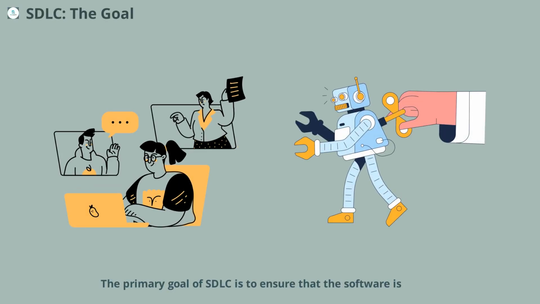The primary goal of SDLC is to ensure that the software is not only functional but also reliable and delivered within the expected timeline. By following a structured process, teams can avoid common pitfalls, reduce errors, and make sure the final product truly solves the user's problem. This approach brings clarity and coordination to everyone involved, making the journey from idea to launch much smoother.